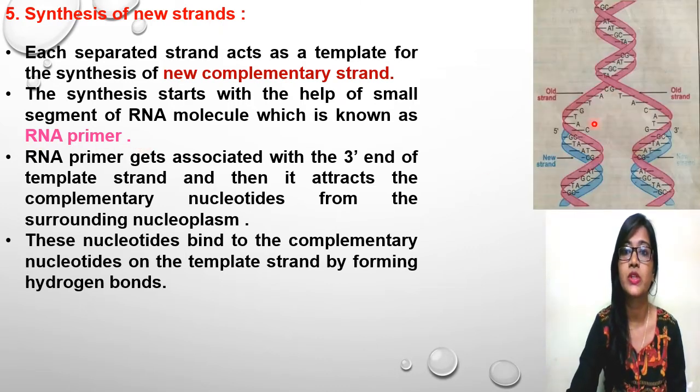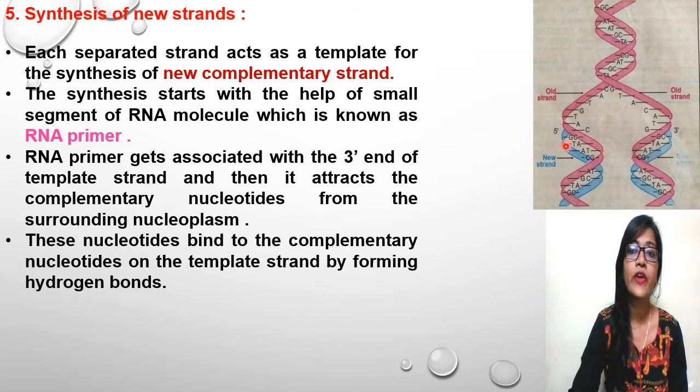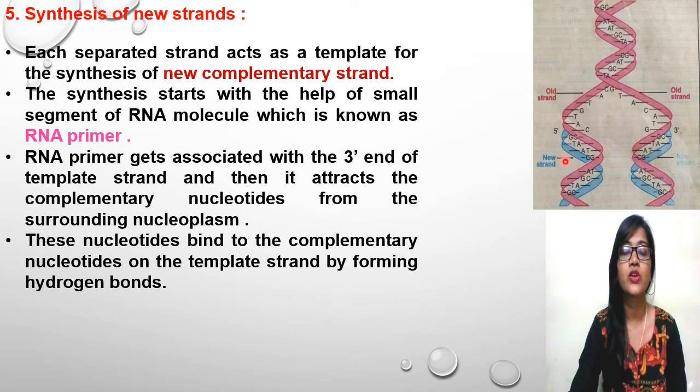Now you can observe the diagram. The pink colored strand is the old strand, which acts as the template on which the new blue colored strand gets formed. So when there is formation of the newly formed structure of the DNA, it gets started with a segment of an RNA molecule. This is a small segment of the RNA molecule. That part is called the RNA primer.